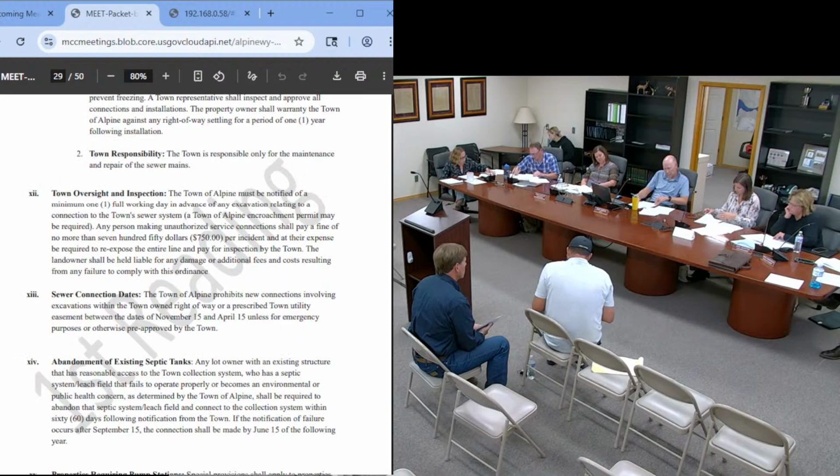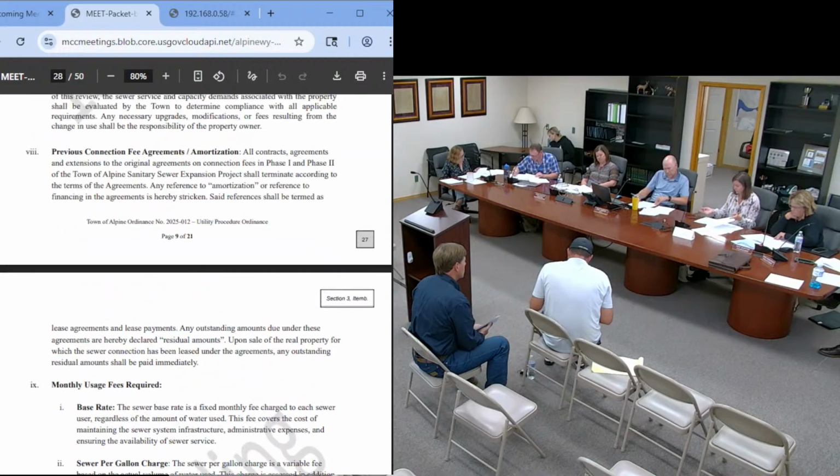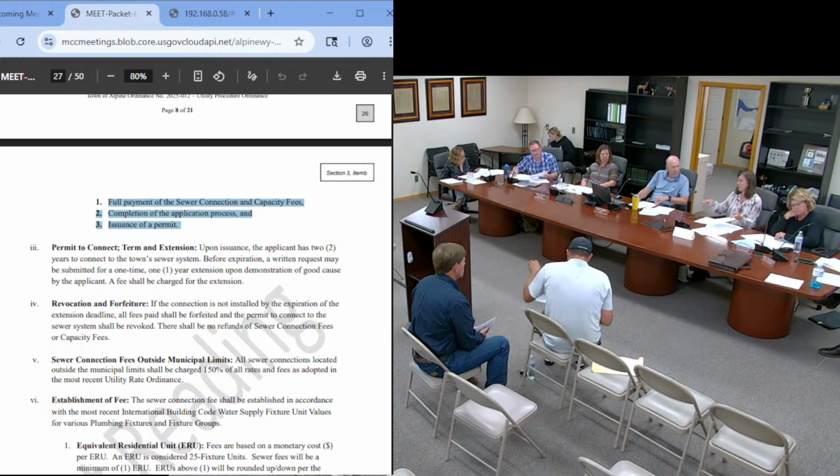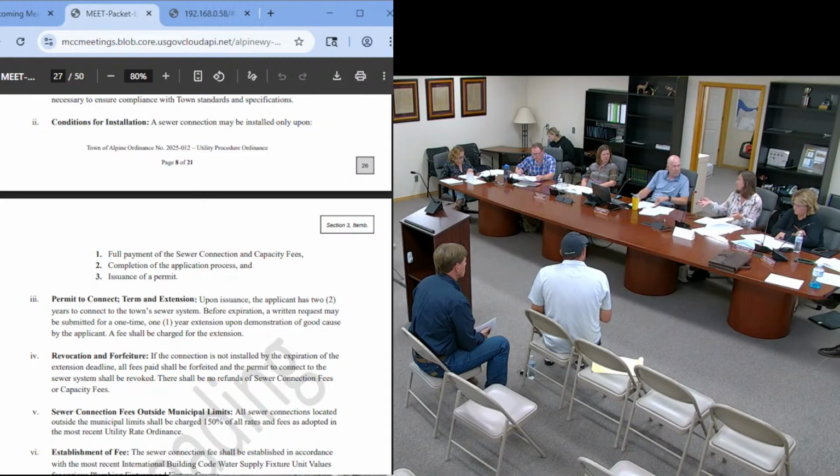Conditions for installation: full payment of connection fees, completion of the application process, issuance of a permit. So again, say we have a new section of town that's just been annexed in, everybody's still on their well and septic, and something goes wrong. They don't have a month or two to work through that process. They need help right away.